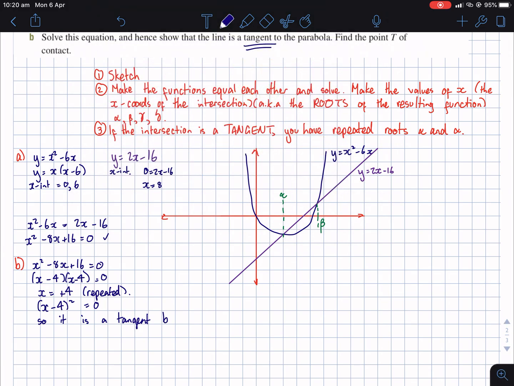It's a tangent because the roots alpha equals beta equals positive 4. So those two roots are at the same point, so it literally only hits it at one point. And y equals 2x take 16 only intersects with y equals x squared take 6x at exactly 1 point.